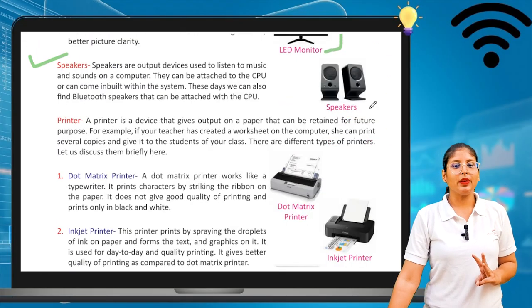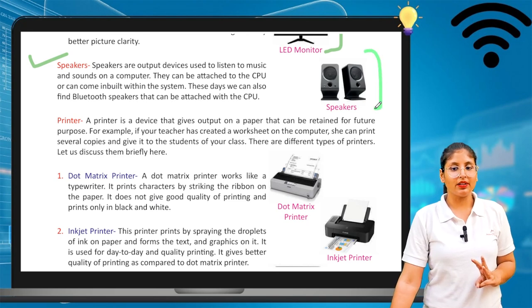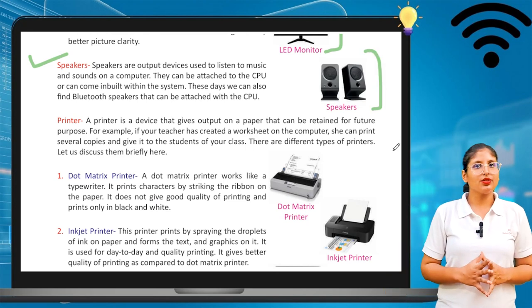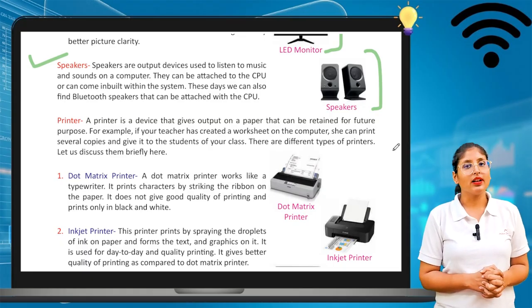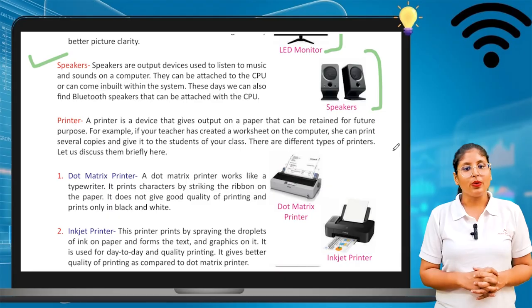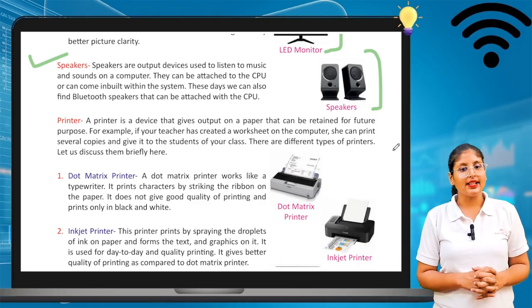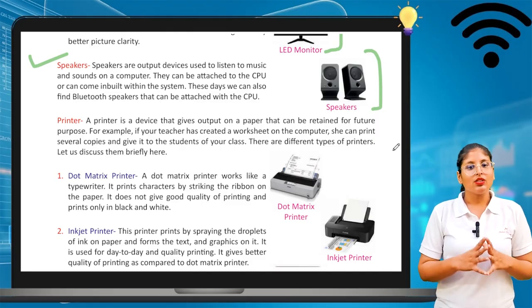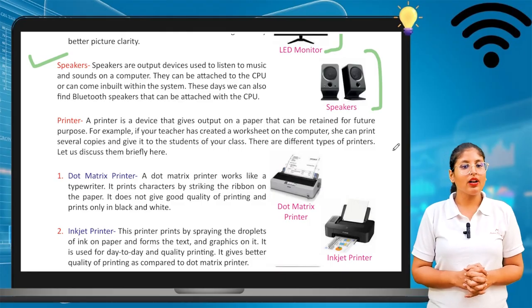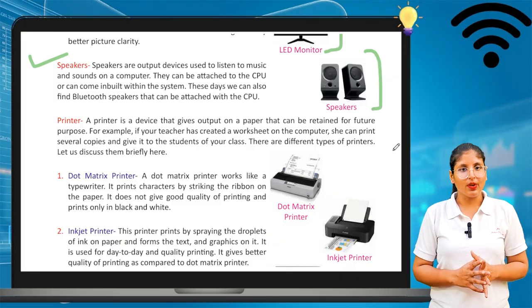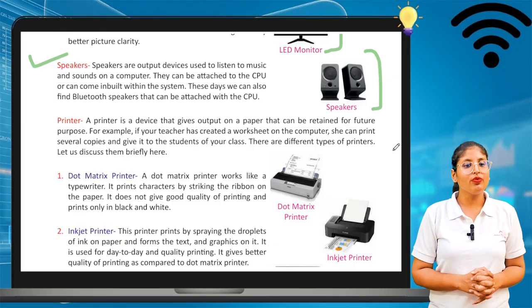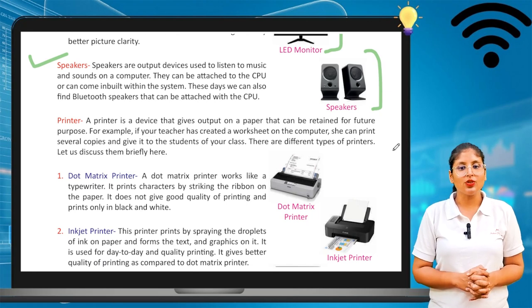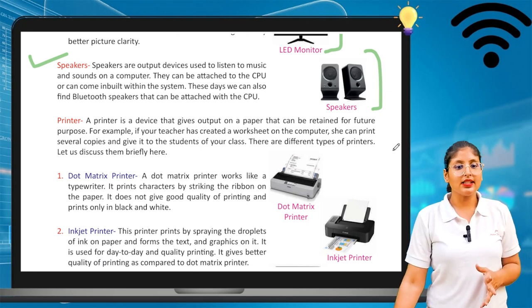Now we will see the speaker. I am hoping the monitor part is clear to you. What does a speaker do? Speakers are output devices used to listen to music and sound on a computer. They can be attached to the computer or can come inbuilt within the system. These days we can also find Bluetooth speakers that can be attached to the CPU.